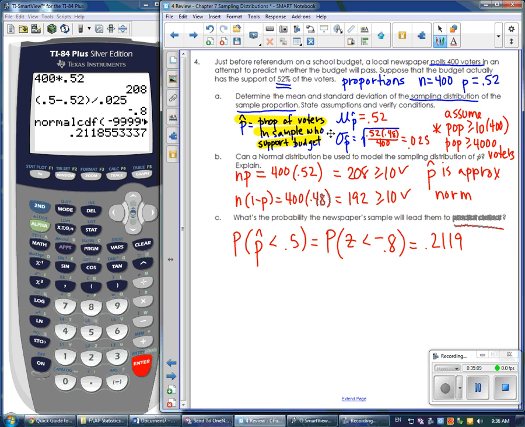I need to obviously see all the answers to the problem. So I need to see the mean, I need to see the standard deviation, and I need to see the conditions. So in part A, there are pretty much 4 things you need to show me.